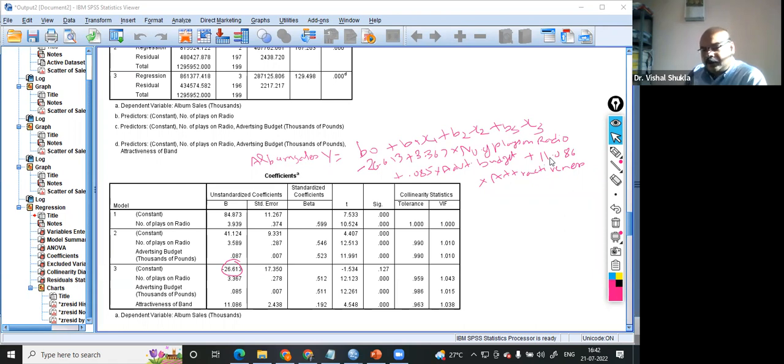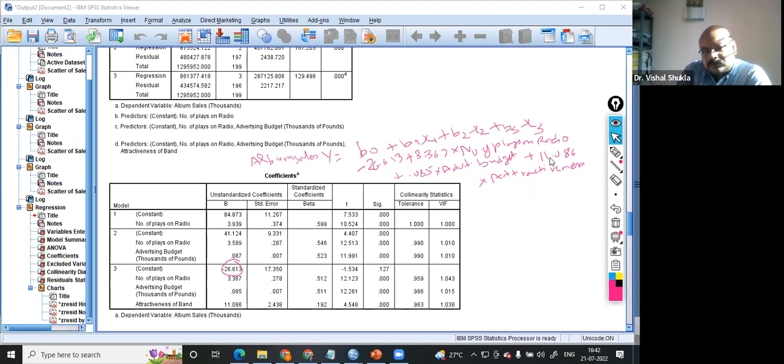Suppose the album is already very popular, and as she said, attractiveness of the band is a long-term game. It will take a lot of time for the band to become attractive. Let's say the band is already an established brand name and it is attractive. Don't you feel that for making the album it will charge very high? Advertising budget is the least contributing.